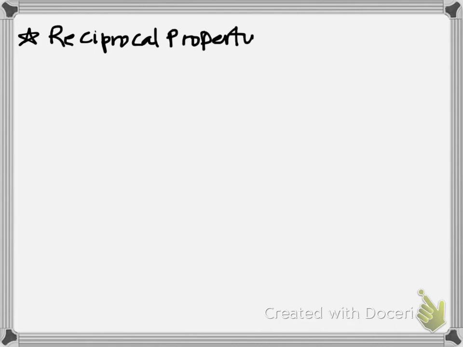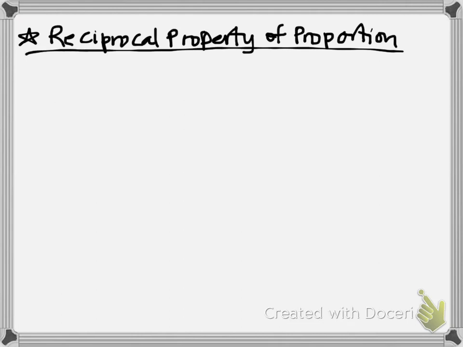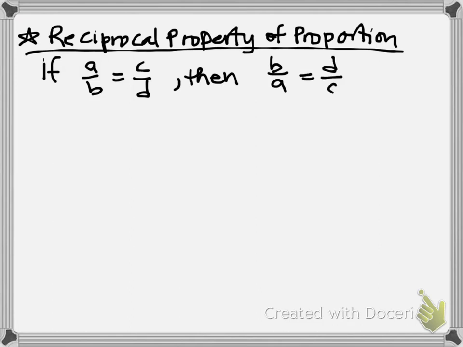All right, so let's talk about a couple other properties. We have the reciprocal property of proportion. And we'll start with our proportion. If A over B is equal to C over D, then their reciprocals would also be equal to each other. So B over A is equal to D over C.